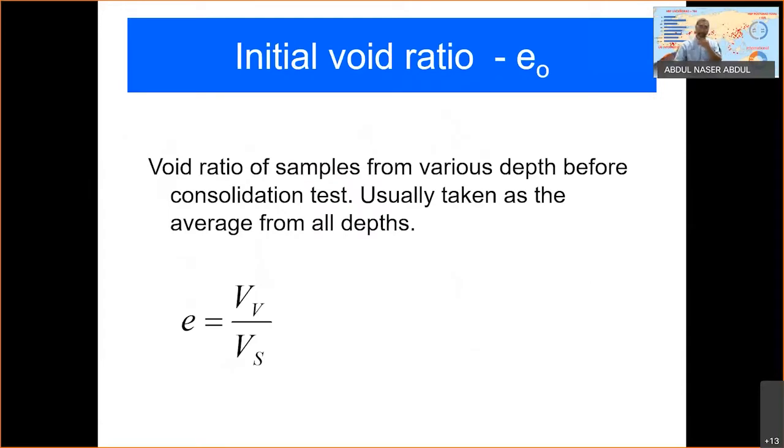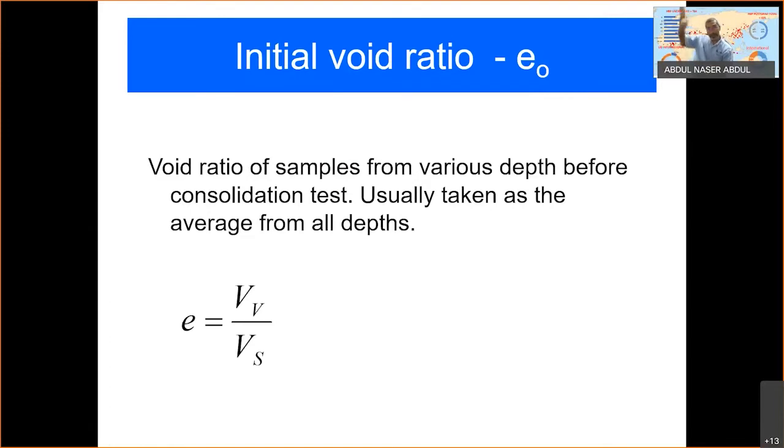Okay. And from the report, you will also get what we call the void ratio that we need in the calculation. Void ratio of sample from various depth before consolidation test, usually taken as the average depth from all depth. Usually in calculation, we take average.